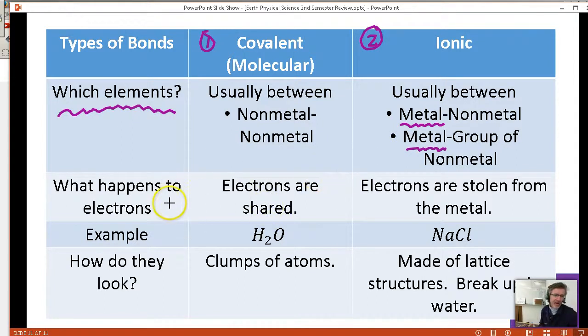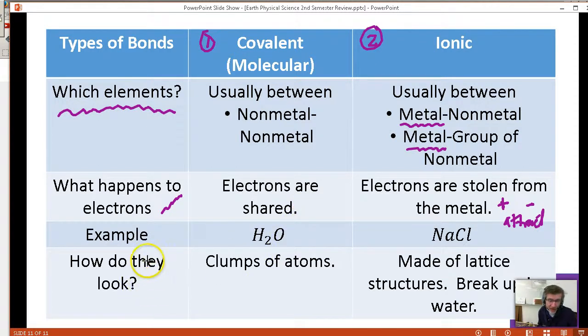Then, when it comes to electrons, we've got to talk about what happens to those electrons. In this case, we're talking about valence electrons. These are outer shell electrons. We'll review that again, but electrons are shared in covalent molecular bonds. In ionic bonds, electrons are stolen from the metal by the nonmetal. Remember, if you steal one, you make a positive ion, and if you gain one, you make a negative ion, and then those attract. So these attract, whereas these just kind of come together because they're sharing electrons.